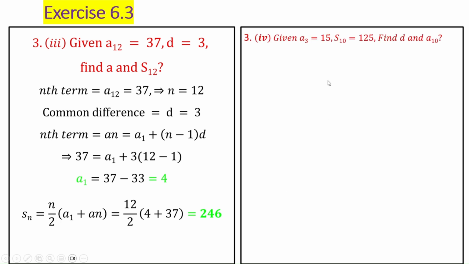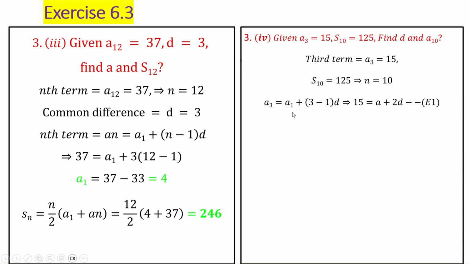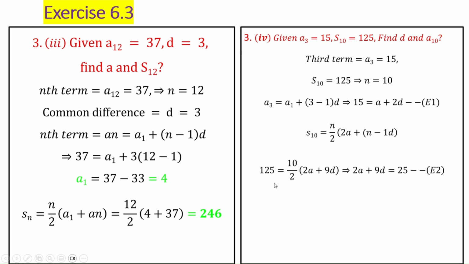Okay. Now here again, a3 is 15, S10 equal to 125. Find a and a10. That means n is equal to 10. From a3 equal to a1 plus 3 minus 1 into d, I get one equation, 15 equal to a plus 2d. And from the Sn equation, S10, I get the second equation. If I substitute all the values, 2a plus 9d equal to 25.